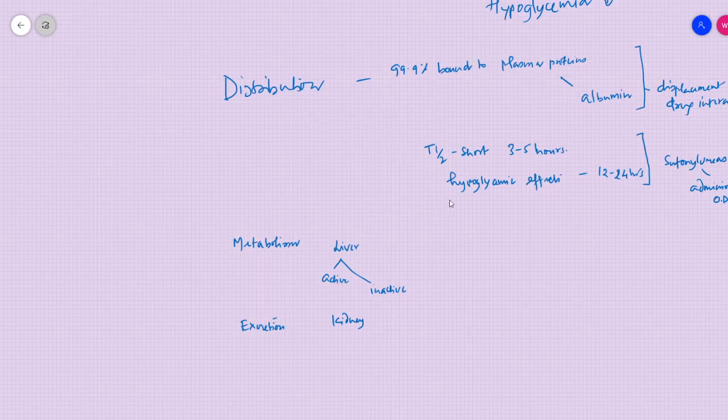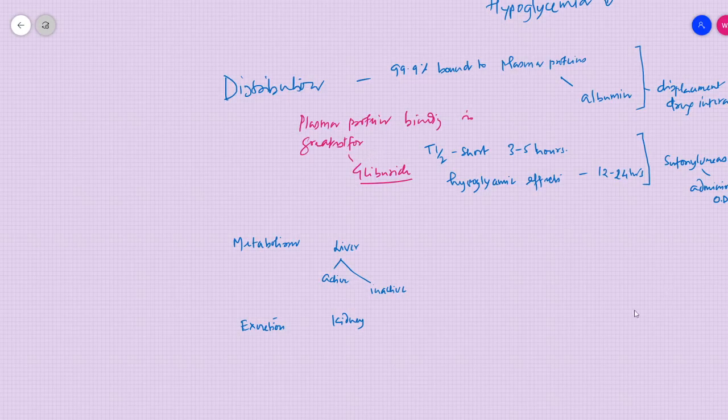There is one more thing to remember here: in distribution, 99% is bound to plasma protein, and the plasma protein binding is greatest for glyburide. Glyburide is a second generation sulfonylurea drug that has the greatest plasma protein binding property.